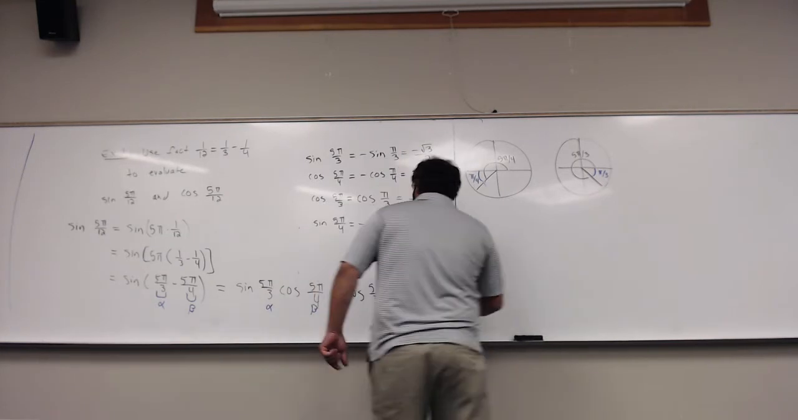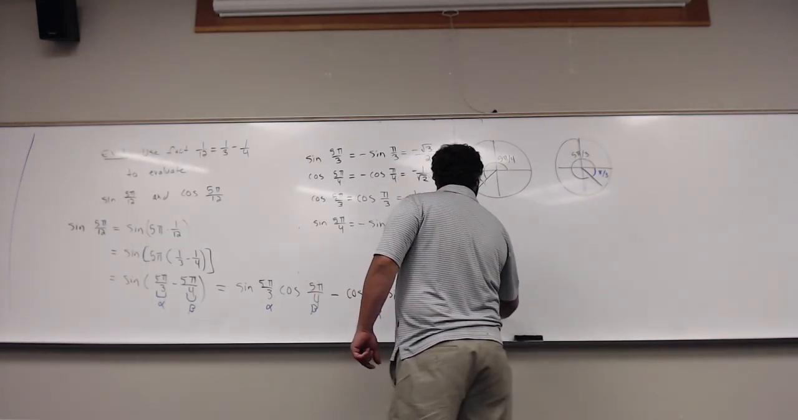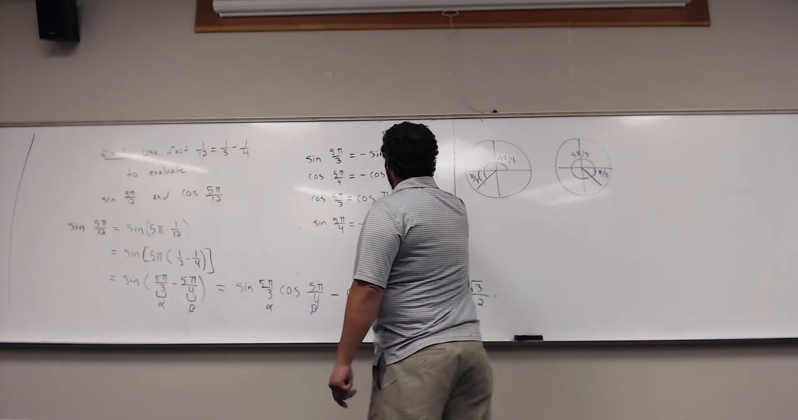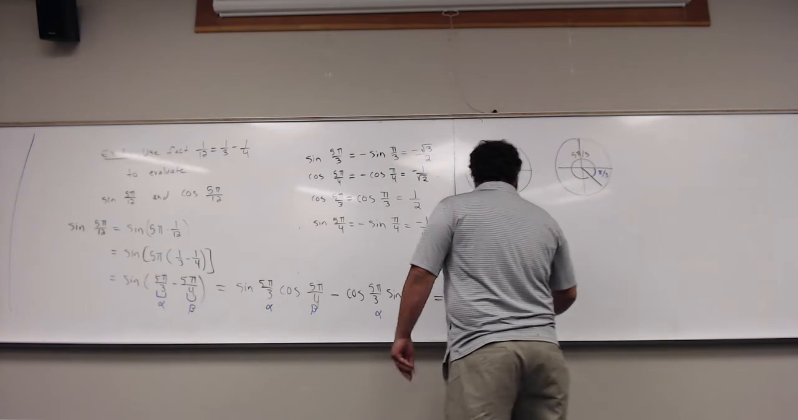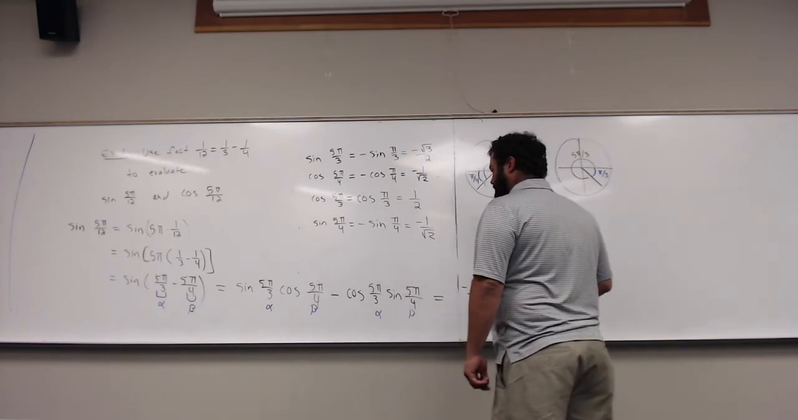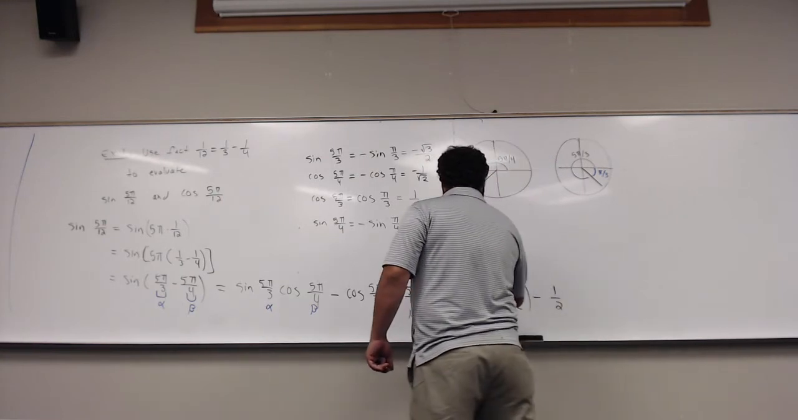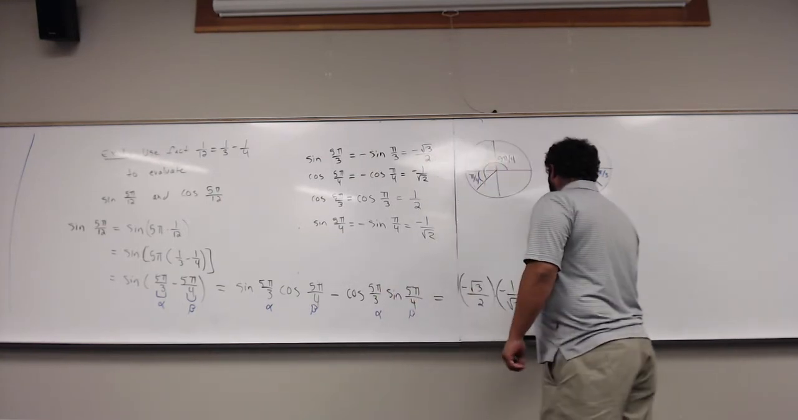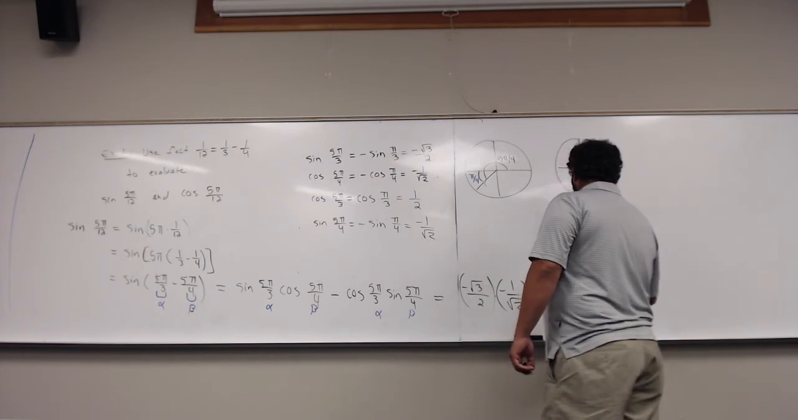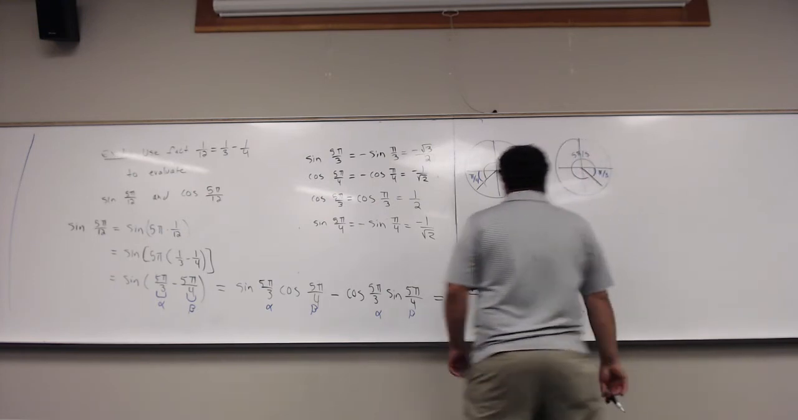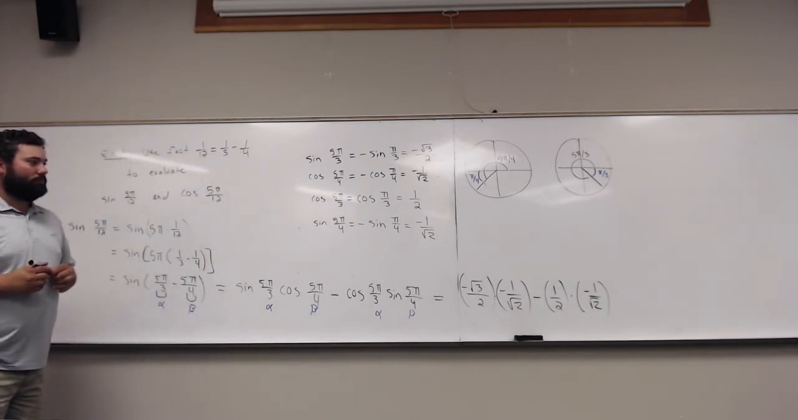So what do you get? Sine of 5 pi over 3 was minus root 3 over 2 times cosine 5 pi over 4, which is minus 1 over root 2. Then you have a minus cosine 5 pi over 3, which was 1/2, times sine of 5 pi over 4, which was minus 1 over root 2.